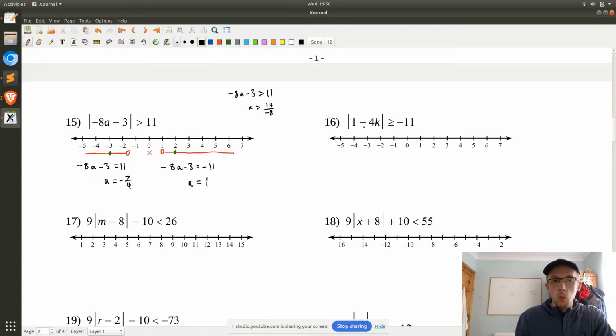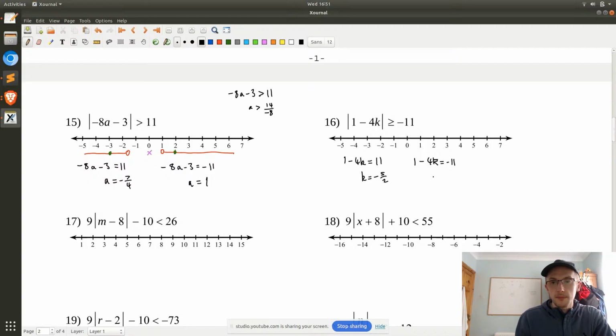Here, 1 take 4k, the absolute value of that must be greater than or equal to -11. So solve it as a linear. 1 take 4k equals 11, and then 1 take 4k equals -11. We do the first one. -4k equals 10. K equals 10 over -4. K equals -2.5.